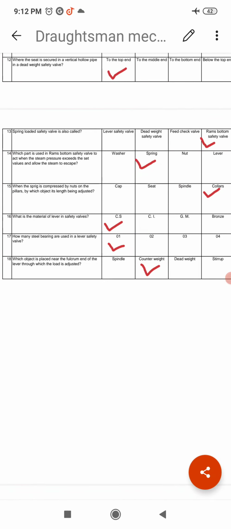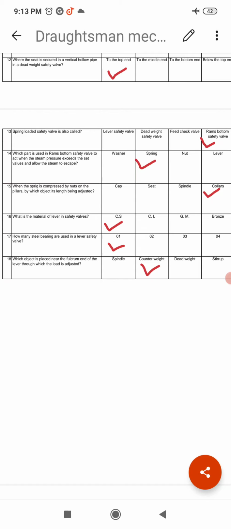Next, the spring loaded safety valve is also called Ramsbottom safety valve. Next, which part is used in a Ramsbottom safety valve to act when the steam pressure rises above the set value and allows the steam to escape? Option B, spring. Next question, when the spring is compressed by nuts on the pillars, by which object is the length being adjusted? Option D, collars.